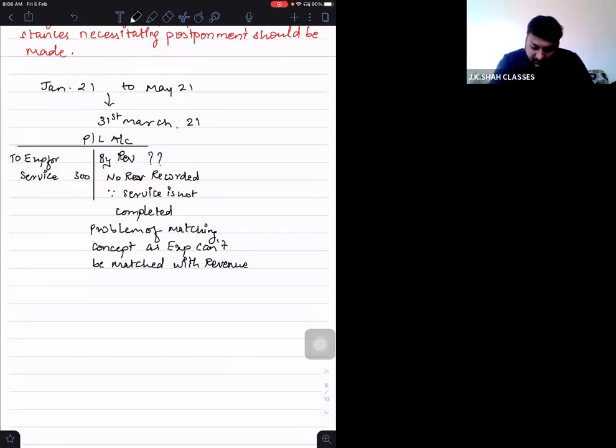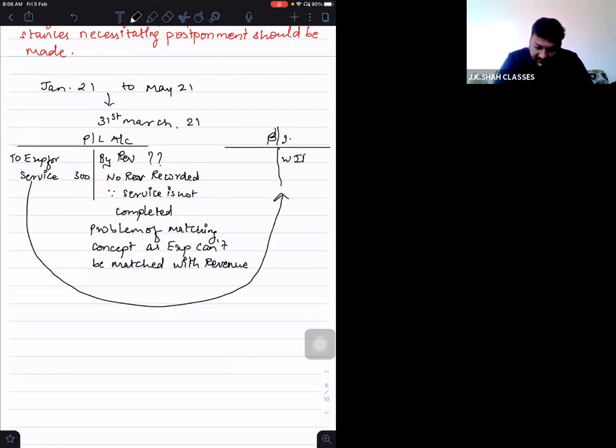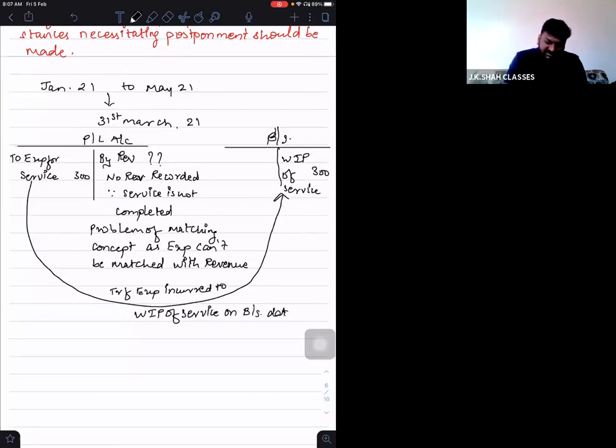So what you do is, sir, if this is my balance sheet, you have to transfer this over here as WIP of service 300. So this will be removed. So you have to transfer expense incurred to WIP of service on balance sheet date, so that your matching concept does not get violated. Are you getting this point?